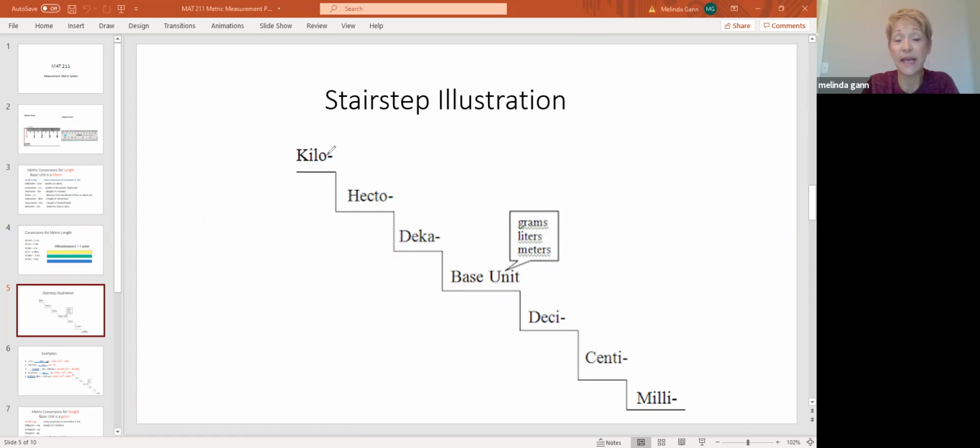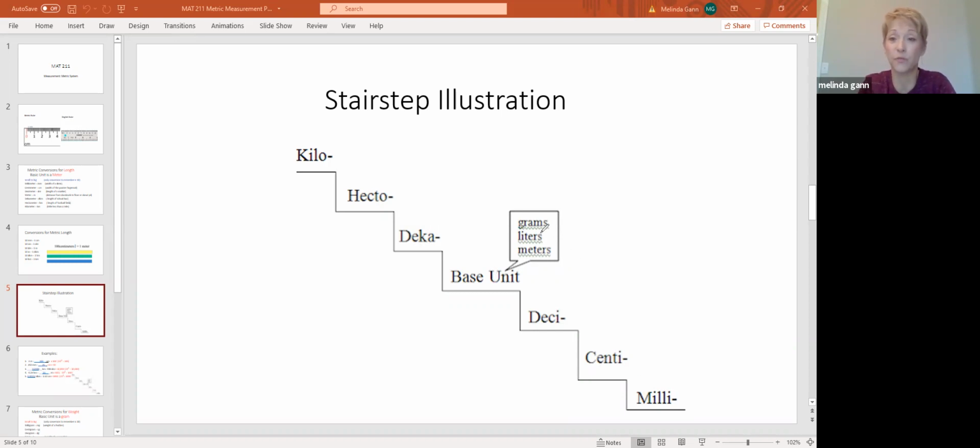The biggest one is a kilo. That's the biggest one we're going to talk about. It's not the biggest one that exists, but it's the biggest one we're going to talk about. Then a little smaller than a kilo is a hecto. A little smaller than a hecto is a deca. Then we had meter. Then a little smaller than the meters, the decimeter, the centimeter, and the millimeter.